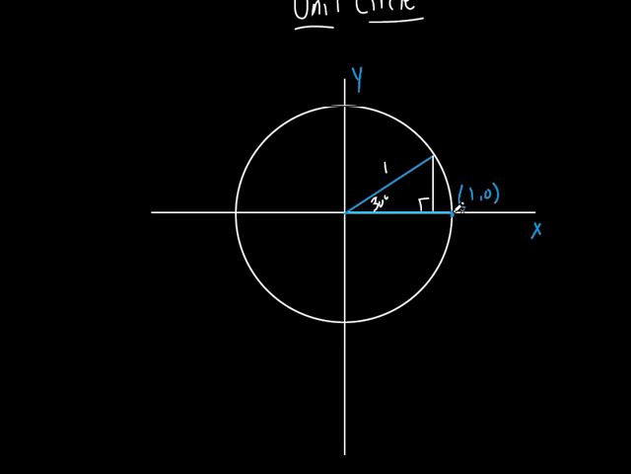This is what I was going to get at. This angle right here would be 0 degrees. Then if you went up here, if I consider this to be 0 degrees, what would this angle right up here be? It'd be 90.